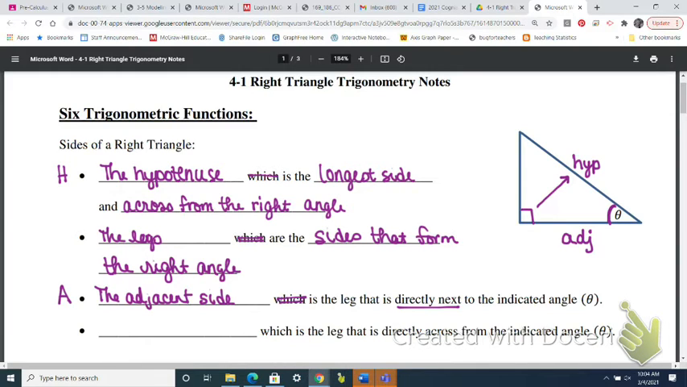And the other one is the opposite side. We'll label that with an O. And this is the side directly across from the angle theta. Okay, it's the one that is not going to touch it. So if I put my finger on the theta sign, the opposite side is the only line that is not touching my finger. So let's next look at our trig ratios.